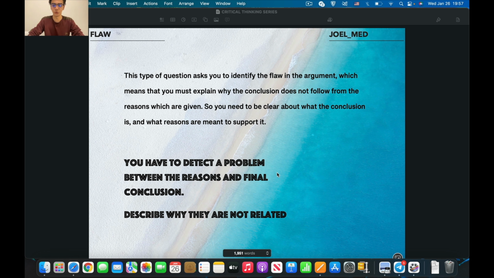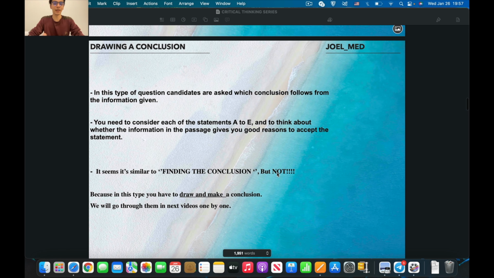In this part I will also tell you my tricks and tips to determine them better. You have to detect the problem between the reasons and the final conclusion, and describe why they are not related. In the options A to E, there is one which tells you much better than the others why they are not related.